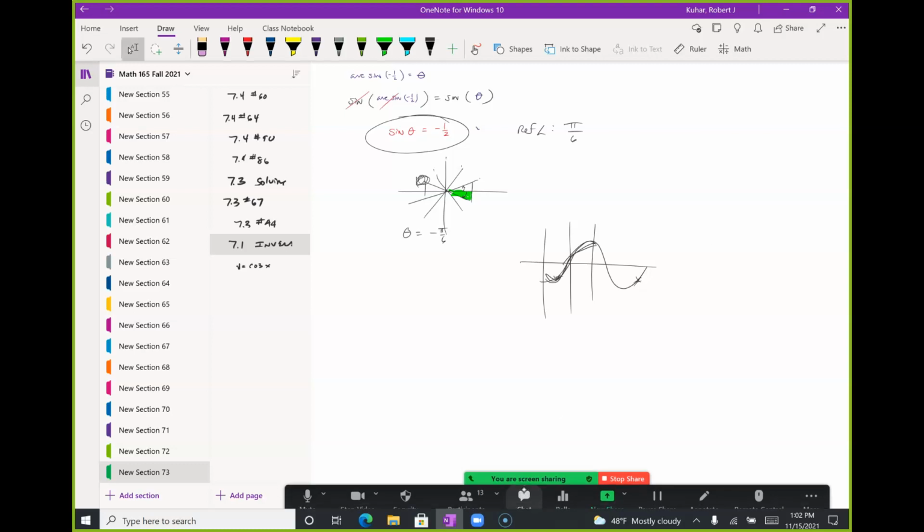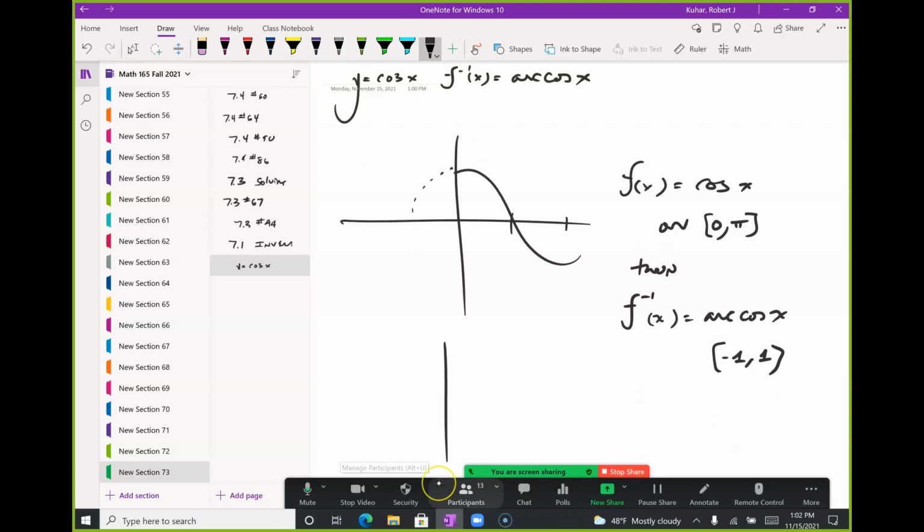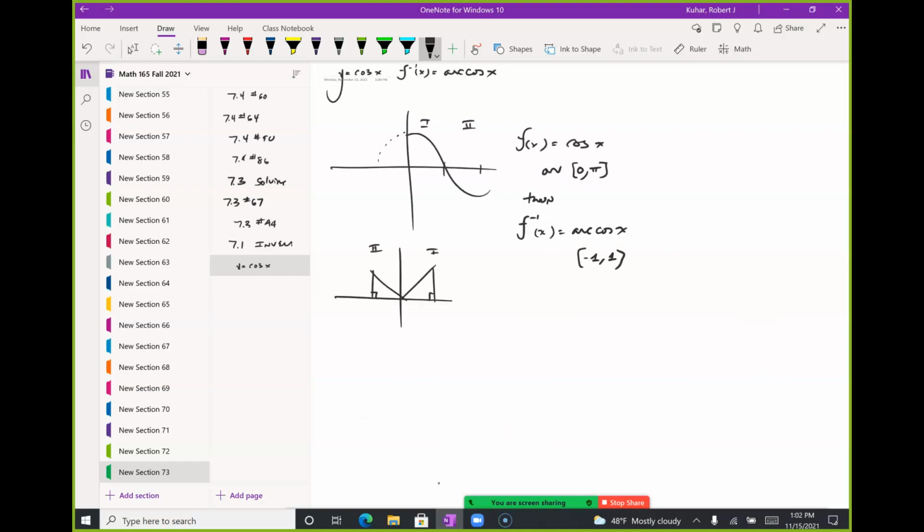Good. So for cosine, I'm in quadrant 1 and 2. So my rectangles in that case are going to be either here or here. I'm going to be either in quadrant 1 or quadrant 2. Quadrant 2 if it's negative, quadrant 1 if it's positive.